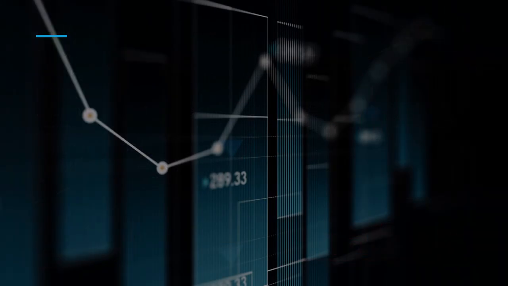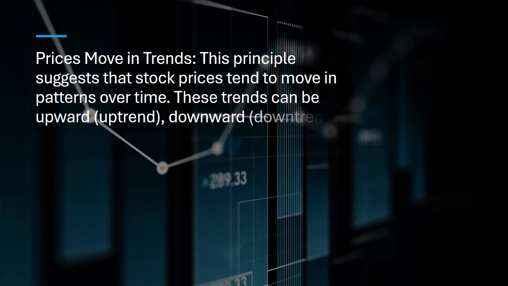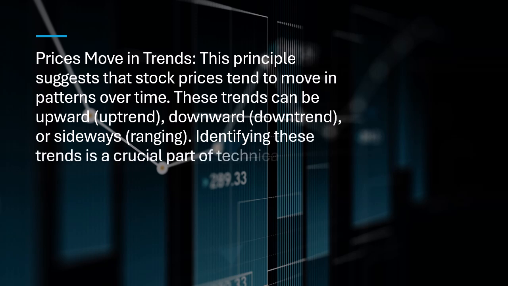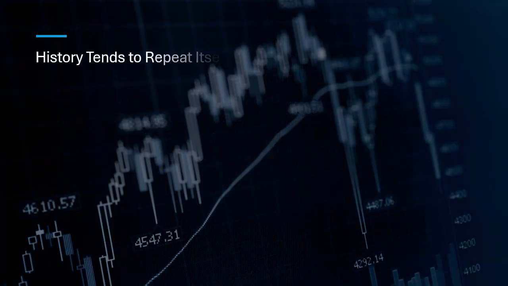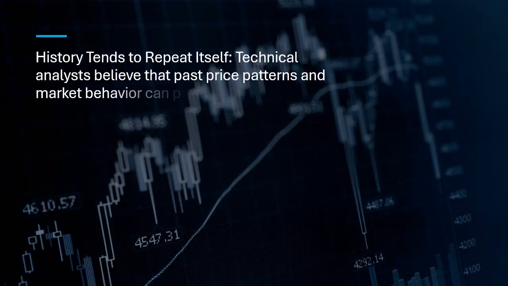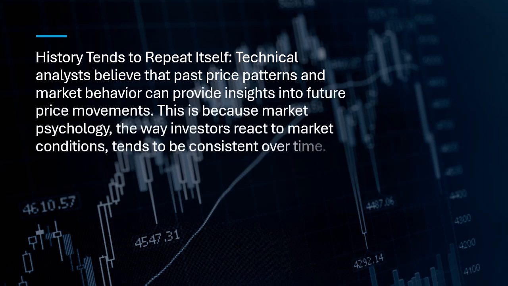Prices move in trends. This principle suggests that stock prices tend to move in patterns over time. These trends can be upward, uptrend, downward, downtrend, or sideways, ranging. Identifying these trends is a crucial part of technical analysis. History tends to repeat itself. Technical analysts believe that past price patterns and market behavior can provide insights into future price movements. This is because market psychology, the way investors react to market conditions, tends to be consistent over time.